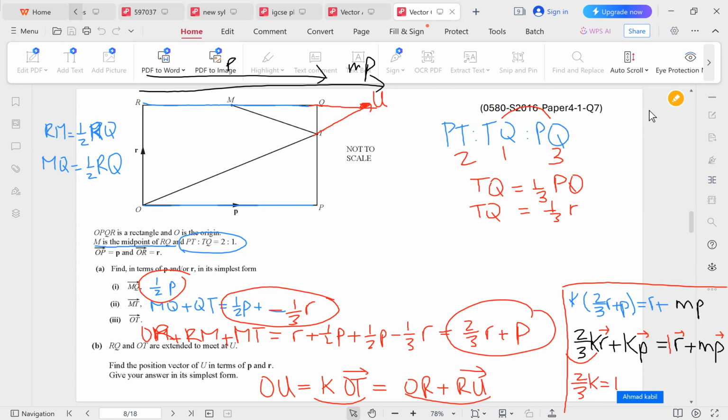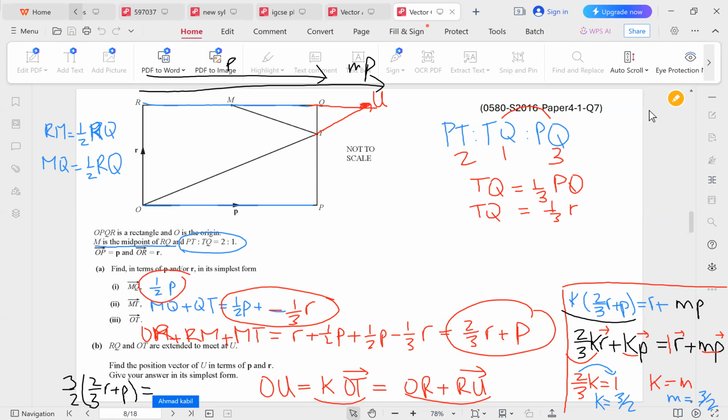And at the same time, here we have KP and MP, so we can just say that K is equal to M. Now, from the first equation, if we take the fraction to the other side, K equals 3 over 2. Therefore, M equals 3 over 2 as well. So the final answer can be obtained by plugging K into one of the equations. So we can just plug K here. So we have 3 over 2 times 2 over 3R plus P.